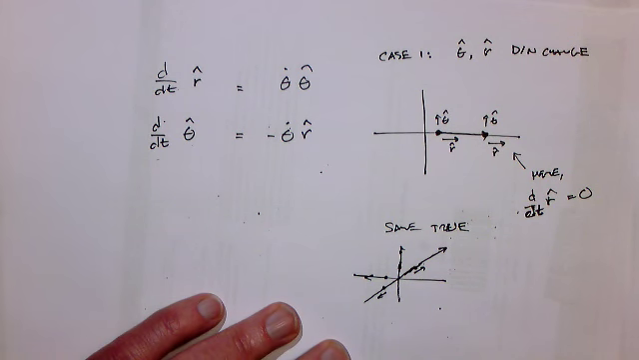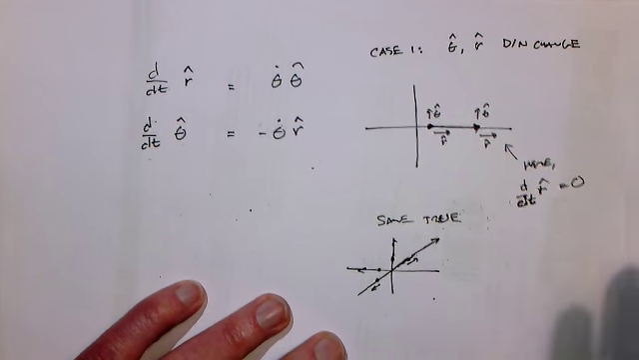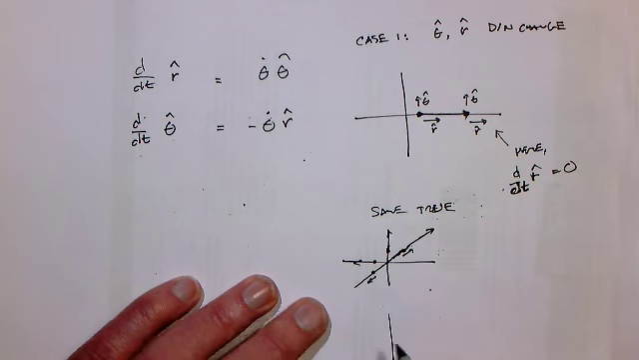And now, it might be tempting to say that's true because it's moving in a straight line, but that's actually not why r hat and theta hat don't change.